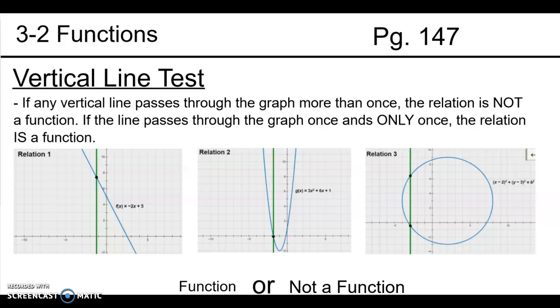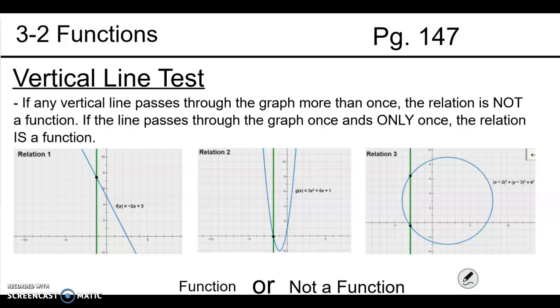Okay, today with 3.2, we're going to expand a little bit on that mapping idea that we talked about yesterday, whether it's a function or not. So the first thing is pretty visual. It's called the vertical line test. If any vertical line passes through the graph more than once, the relation is not a function.